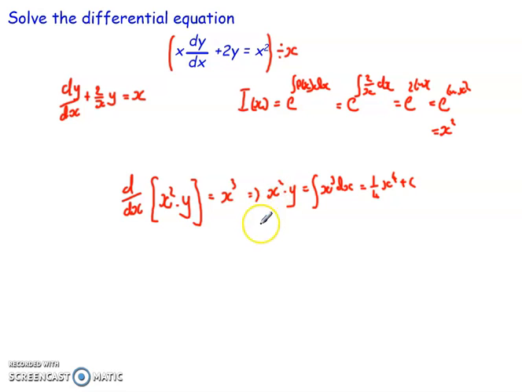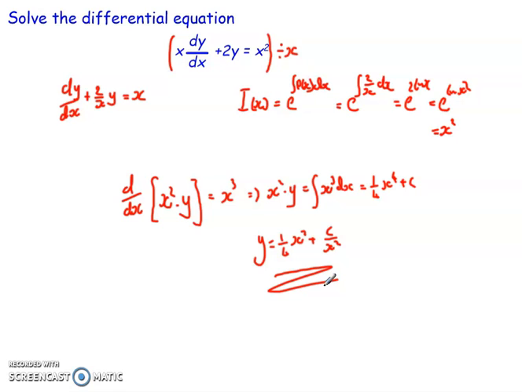If I then divide through by x squared, I get y equals 1 quarter x squared plus c over x squared there. So there you go, that's me got my solution to that equation there. At this point, as I've mentioned before, if I had initial conditions, I could substitute them in to find that c, but in this case, I don't have to worry about it. I've got my solution there.